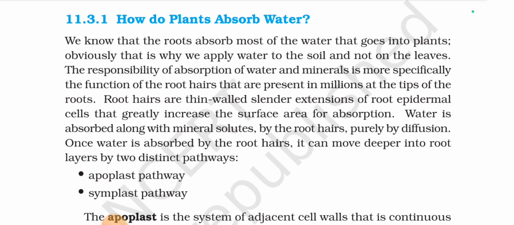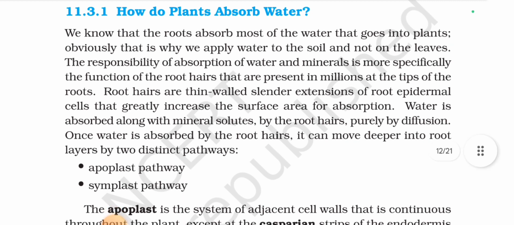The responsibility of absorption of water and minerals is more specifically the function of the root hairs that are present in millions at the tip of the roots. सही है. Root hairs are thin walled cylindrical extensions of root epidermal cells that greatly increase the surface area for absorption. Water is absorbed along with mineral solutes by the root hairs purely by diffusion. Once water is absorbed by the root hairs, it can move deeper into root layers by two distinct pathways, apoplast or symplast.